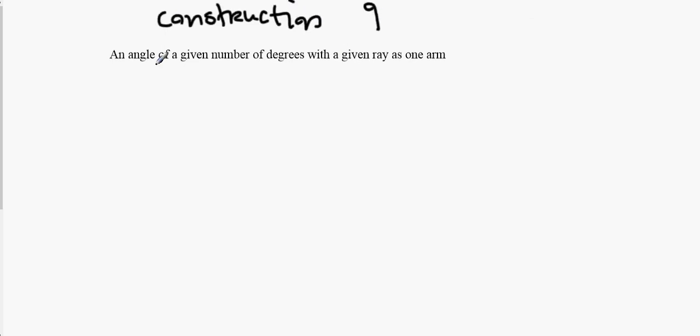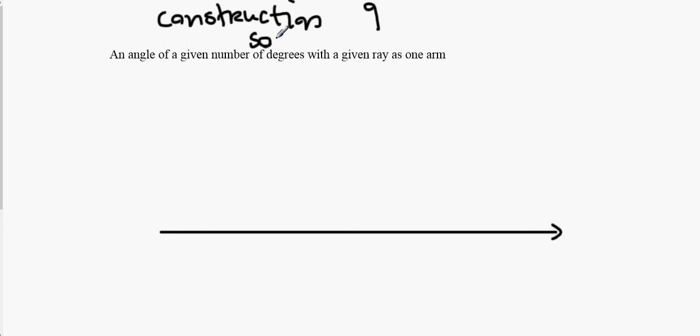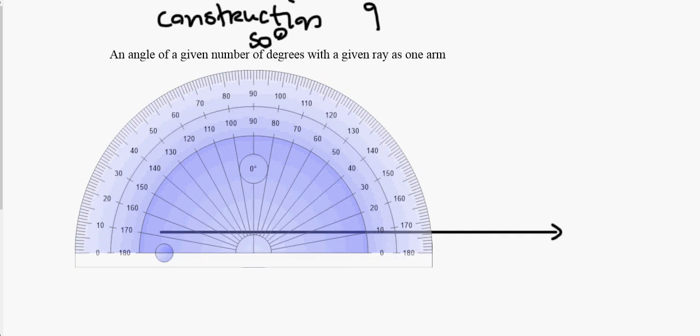An angle of a given number of degrees with a given ray as one arm. What they're going to do in this question is give you a ray, and on the ray, it's going to say an angle of a given number of degrees. So it might say draw an angle of 50 degrees with a given ray as its arm. What all you got to do here is get your protractor.